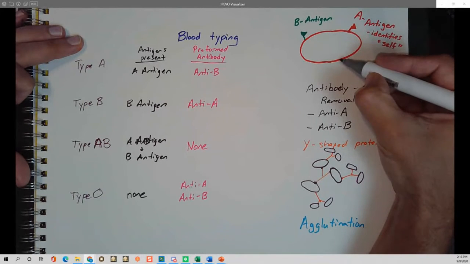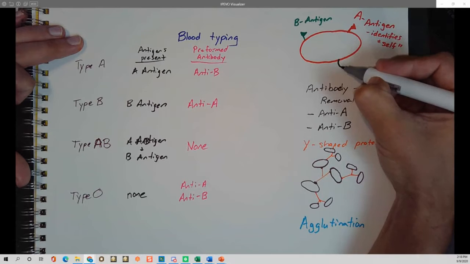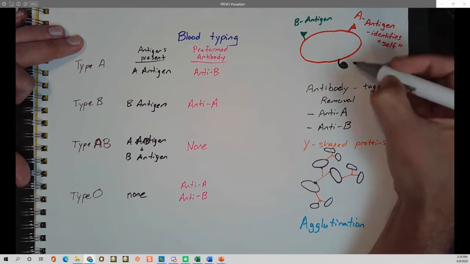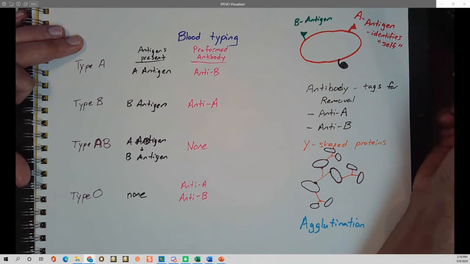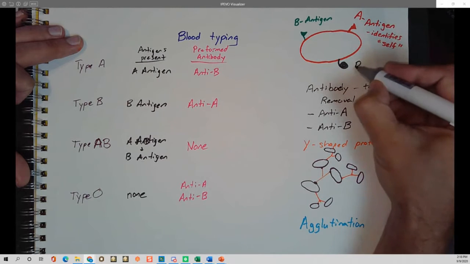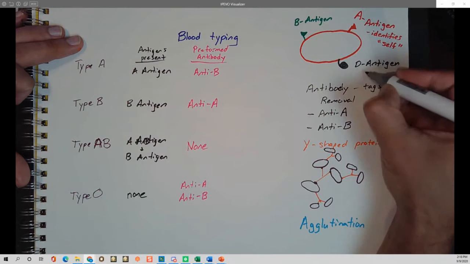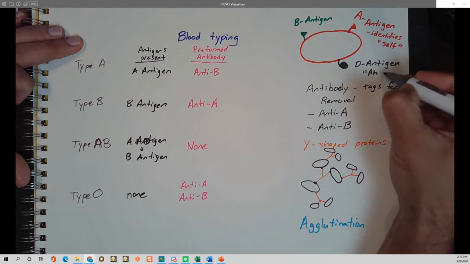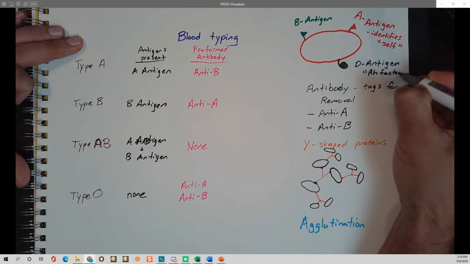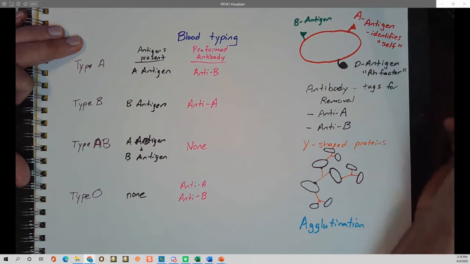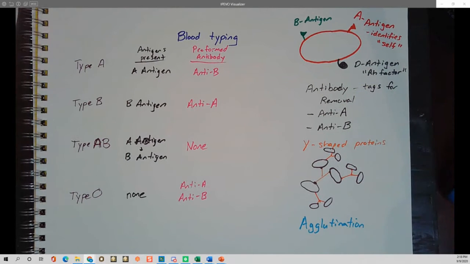Now here's the deal with the D antigen. We're going to draw it in with a different shape, just so you guys don't think of it as a typical antigen. It's not a typical antigen. This is the D antigen, also known as the Rh factor, because it was originally found in rhesus monkeys, not because we got this blood from rhesus monkeys.